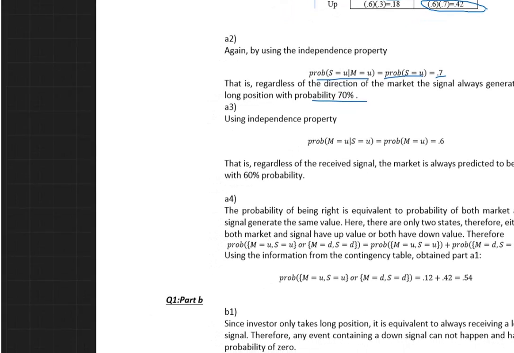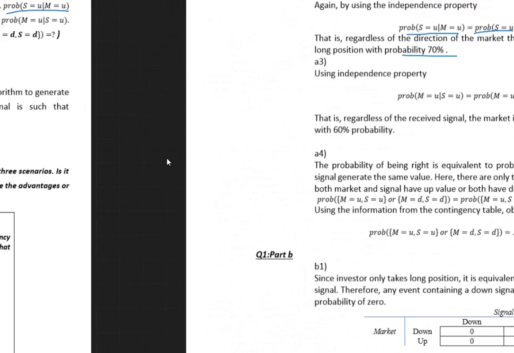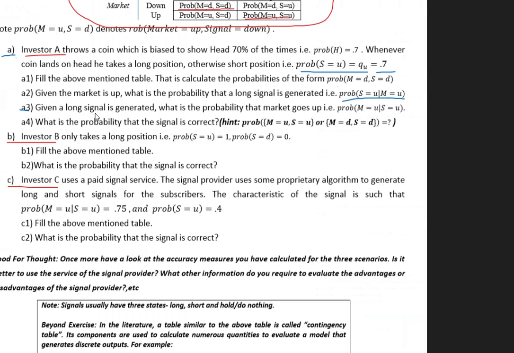Now to part A3. Given a long signal is generated, that is, this investor has thrown his coin and has received a head, which means long. What is the probability that the market goes up? That is, the probability that the market is up given we have received an up signal.